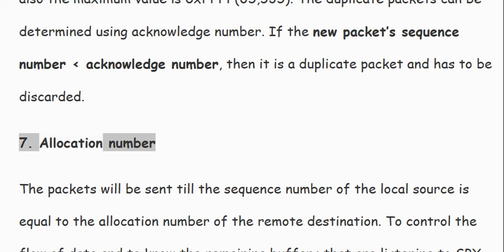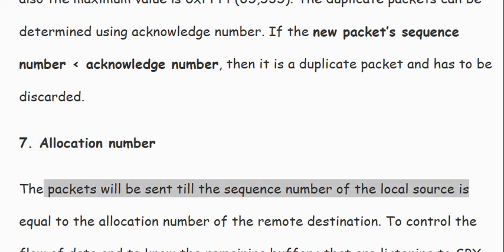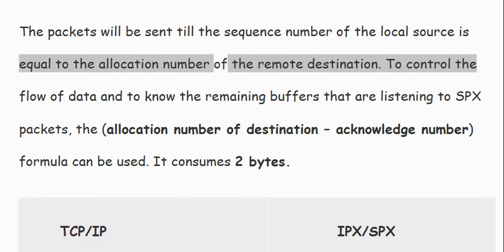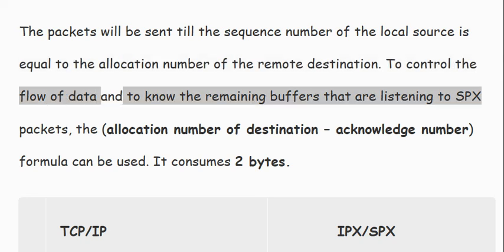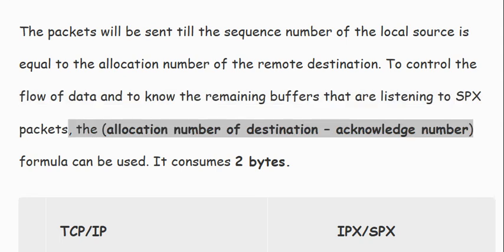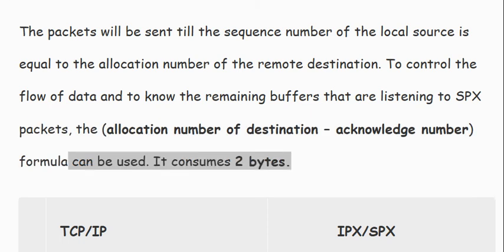7. Allocation number. The packets will be sent till the sequence number of the local source is equal to the allocation number of the remote destination. To control the flow of data and to know the remaining buffers that are listening to SPX packets, the formula allocation number minus acknowledge number of destination can be used. It consumes 2 bytes.